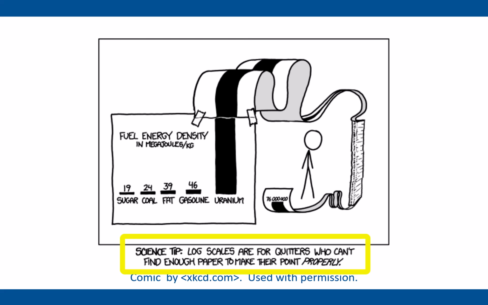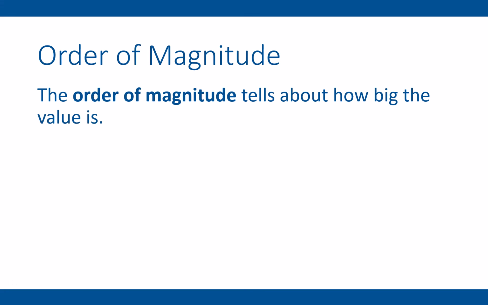The caption says, "Science tip: log scales are for quitters who can't find enough paper to make their point properly." That's a joke, of course. Log scales provide an alternative to this huge pile of paper. We use log scales to graph values that are different orders of magnitude. The order of magnitude tells us about how big the value is.